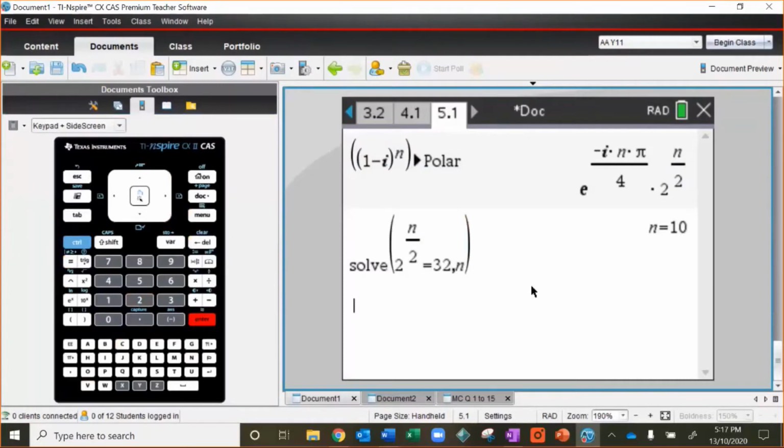So instead of doing all that by hand, converting to polar, trying to think what it is, if you know your calculator, your CAS calculator, you can easily get those answers. So the answer to question 5 is B, n is equal to 10.